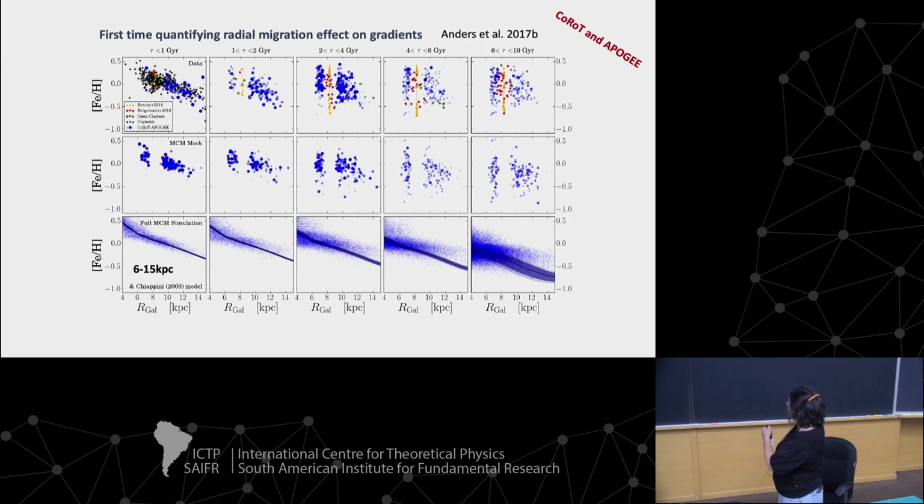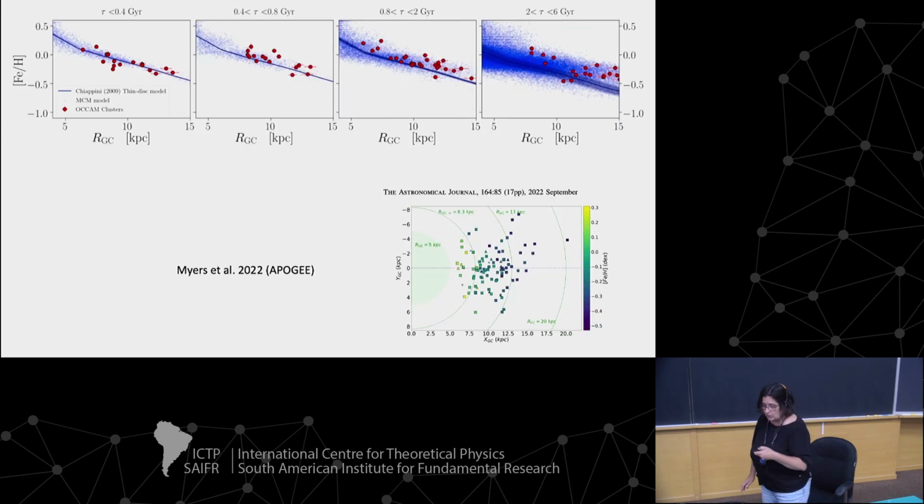And now I mock this simulation exactly with the properties of the data, and in the middle row, I have what I will see in a simulation if I had the CoRoT data. This is what I would see, and it's very similar. So with that, we want to say that a lot of radial migration is happening in the thin disk. You see the gradient today, but if you go to old stars, the gradient is destroyed, okay? That's what they say.